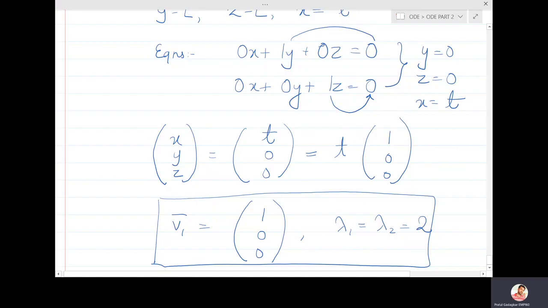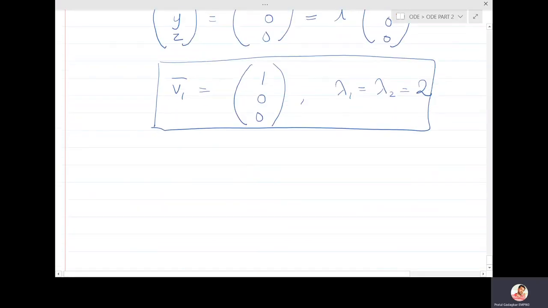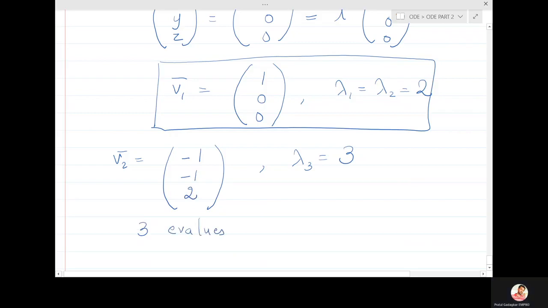Now I leave it to you to find the second eigenvector, which corresponds to the eigenvalue lambda 3 equal to 3, and that eigenvector will come to be minus 1, minus 1, 2. I will leave it to you. So we have three eigenvalues, two of which were repeated and one was different. But how many eigenvectors did I get? I got only two eigenvectors.